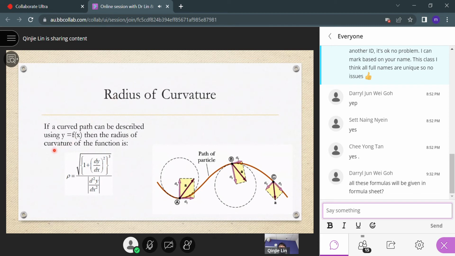So remember, we talked about radius of curvature. If a curved path can be described using y equals f(x), that means y equals something with x inside, a function of x, then the radius of curvature of the function is given by this complex formula here. Rho also means radius of curvature. This formula is given in your formula sheet. So dy/dx is differentiating one time, and d2y/dx squared is differentiating two times. If you need it, the equation is given in the formula sheet.